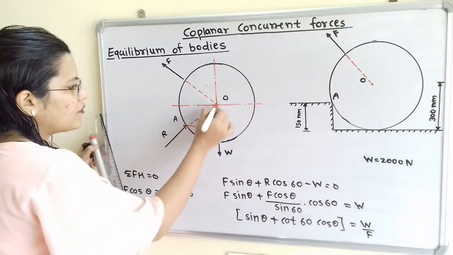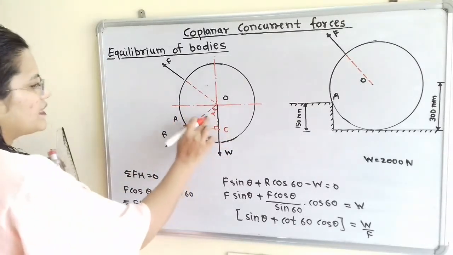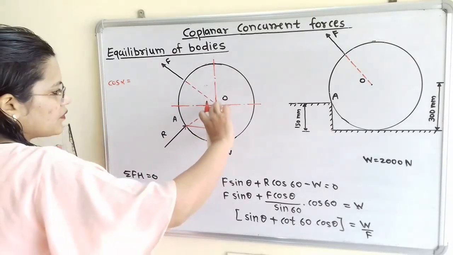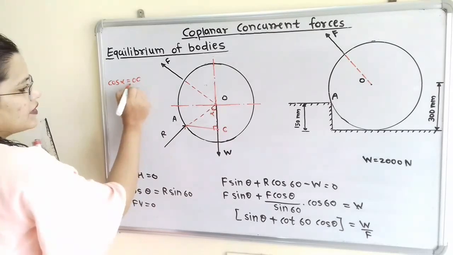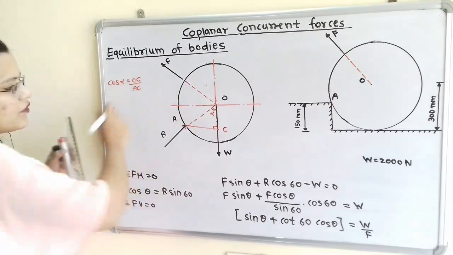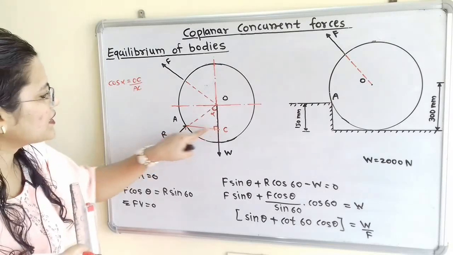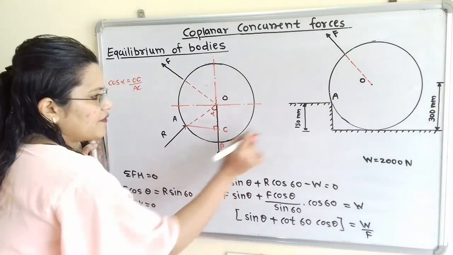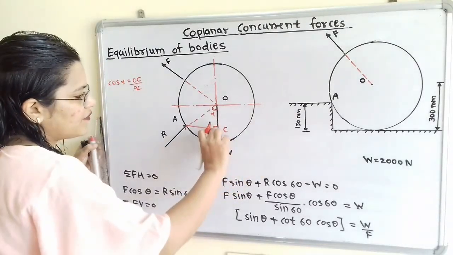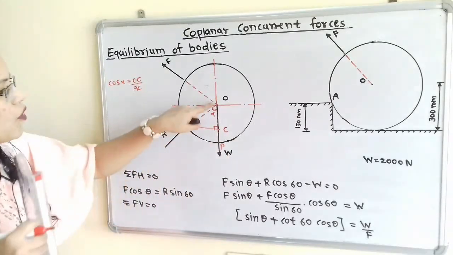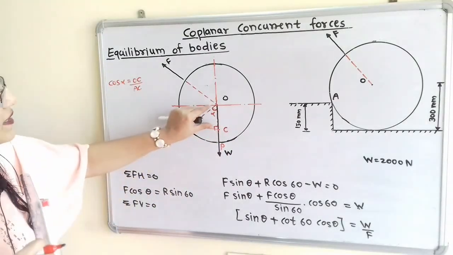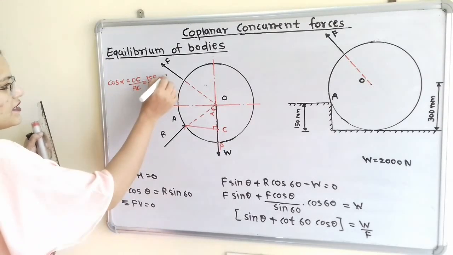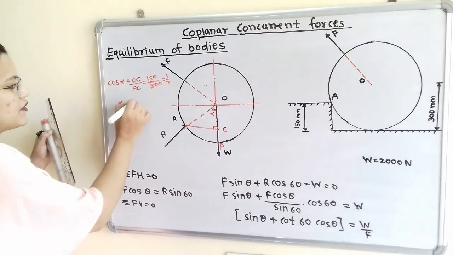So for angle AOC, that is alpha, we can say that cos of alpha is equal to OC divided by AO. Now what is this OC? Because AC is a perpendicular line, the distance from the lower point P is 150 millimeter. This is 150 millimeter and this whole distance from O to P is 300. So the remaining distance OC is 150 divided by 300. That is equal to half, and therefore alpha is equal to 60 degrees.